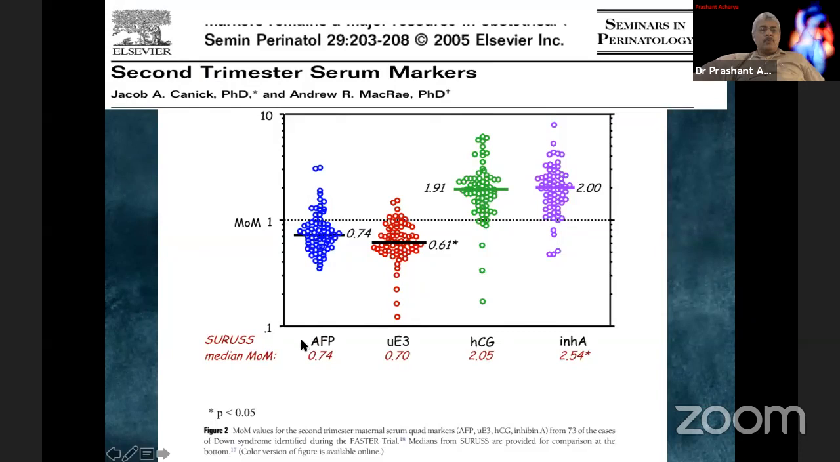The alpha fetoprotein is going to be 0.74 MoM. This is Down syndrome, trisomy 21. That means alpha fetoprotein is going to be 25% less than normal. E3 is going to be 30% less than normal. HCG will be almost 1.9 times the normal, and inhibin A is going to be almost double. So this is a median MoM value. These two are going to be reduced, and these two are going to be increased when you are dealing with the quadruple marker test.